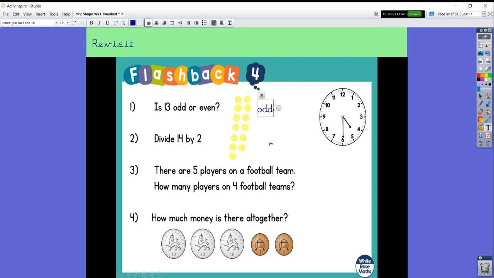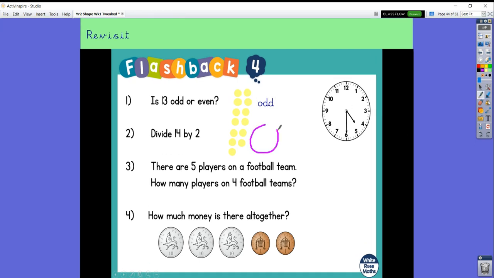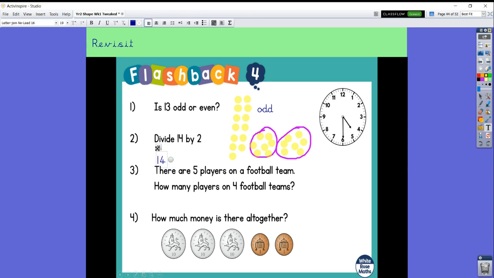Divide 14 by 2. So we need to have two groups. 1, 2, and we're going to divide out 14 objects. 1, 2, 3, 4, 5, 6, 7, 8, 9, 10, 11, 12, 13, 14. And I can see that there are 7 in each group, so 14 divided by 2 equals 7.